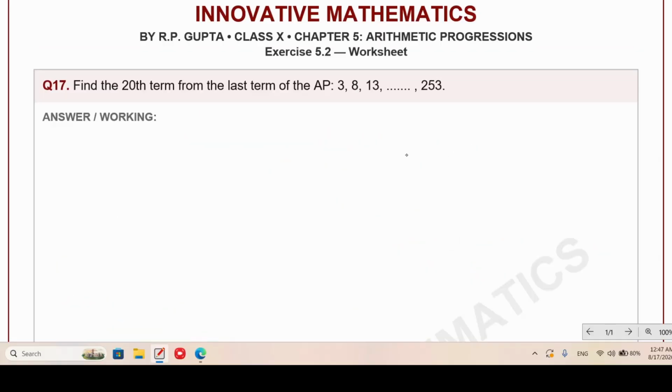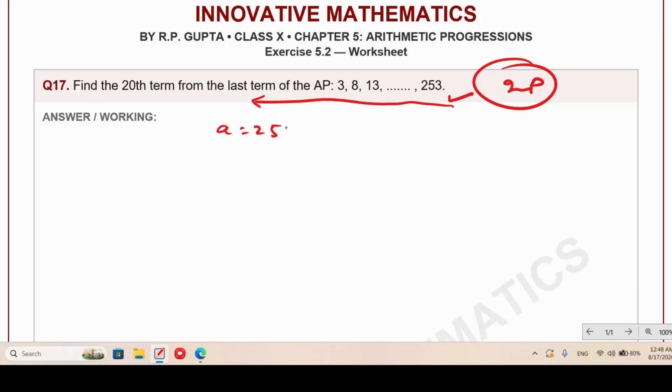This one is also an important sum, the examiner's favorite sum. AP 20th term from the last term. I teach this question in a slightly different way. When it says last term, let's start from the last term. So let's get the AP. This one is A. A is 253. Now when we are starting from the first term, D will be second term minus first term. Now D will be A1 minus A2. So 3 minus 8 is minus 5.